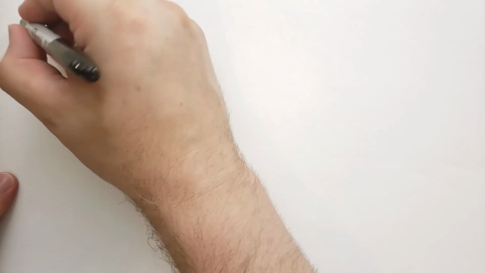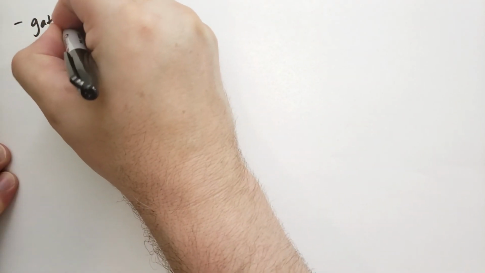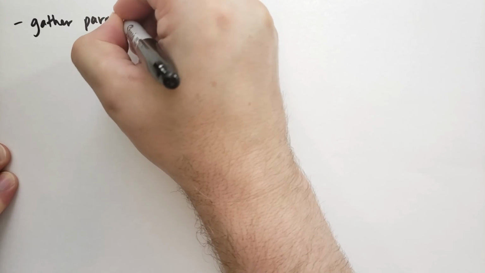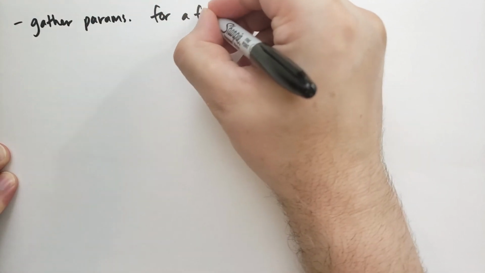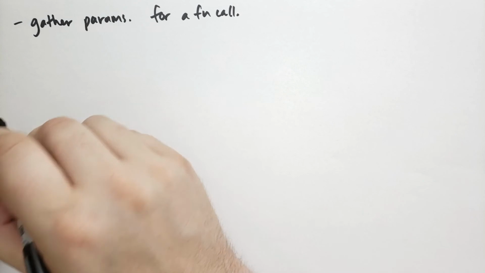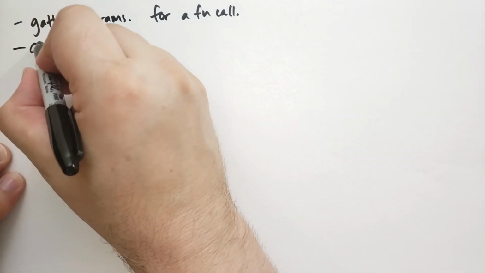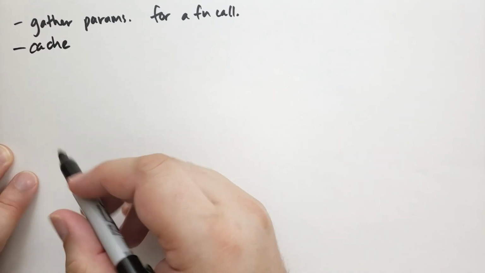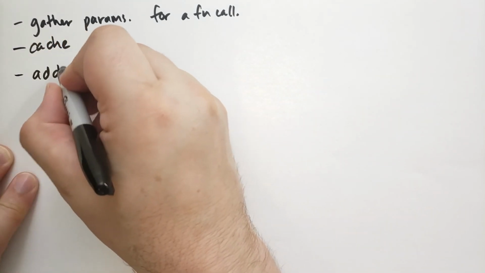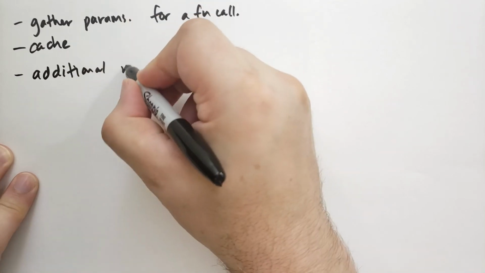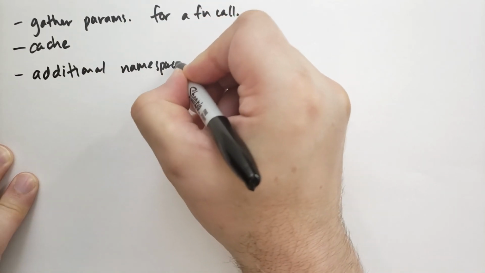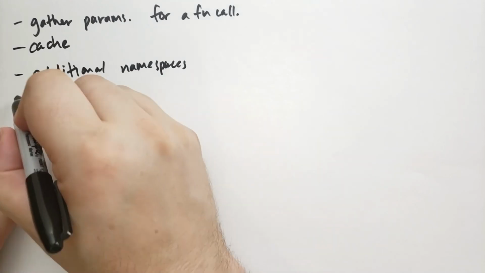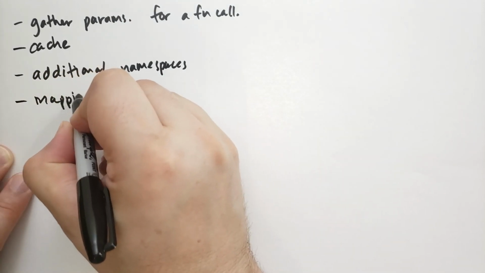Dictionaries are probably one of the most useful data structures in Python, and I use them almost all the time. You can use them to gather parameters for a function call. You can also use them as a cache. Because of its order 1 behavior, it's really useful as a cache. You can create additional namespaces. You can also use them as mappings or lookup tables.